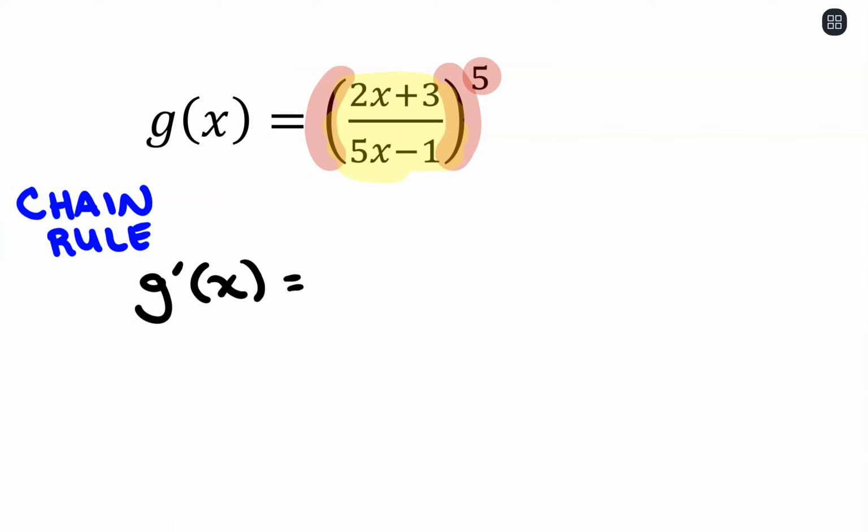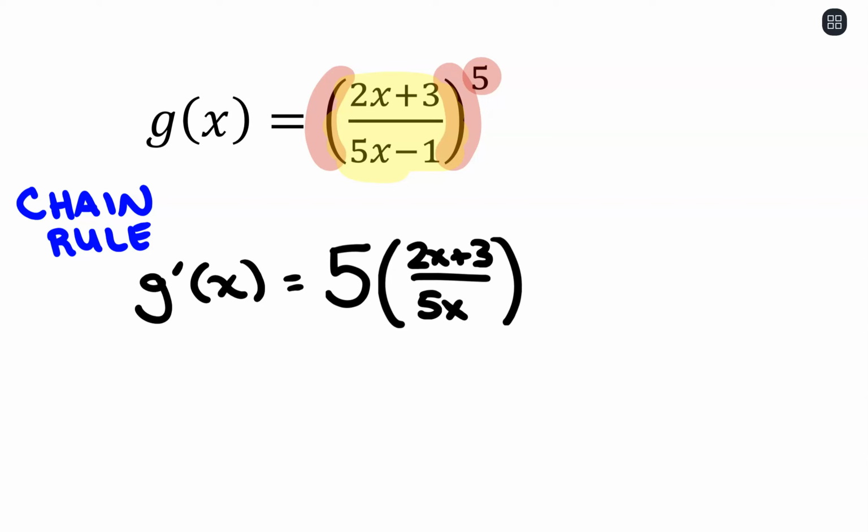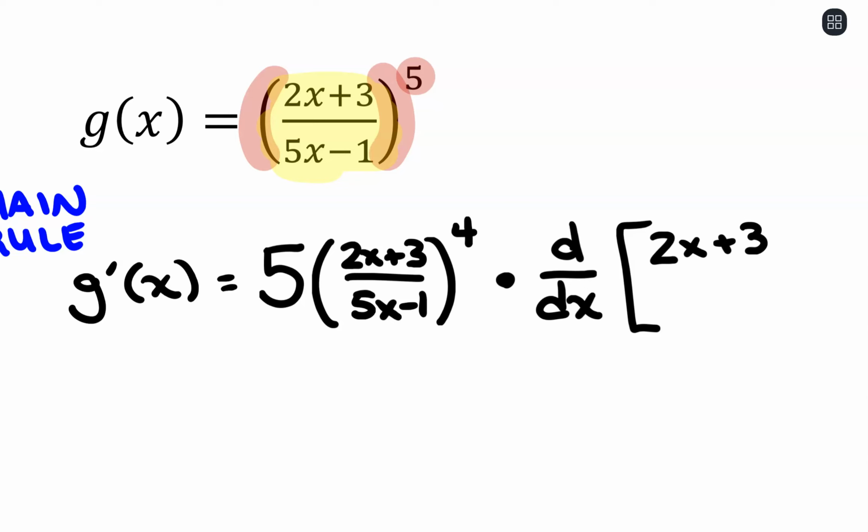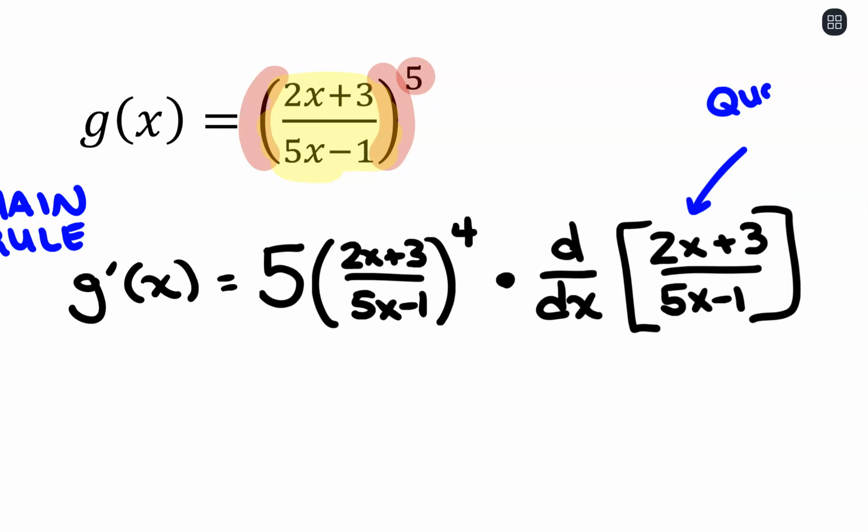So using the chain rule, we're taking exponent of 5 with those same insides, which is 2x plus 3 over 5x minus 1. And then our new exponent is 5 minus 1, which is 4. So there's the derivative of the outside, keeping the inside. Times, and I'm going to write this with derivative notation, we're multiplying by taking the derivative of that inside function, which is 2x plus 3 over 5x minus 1. Which right there needs the quotient rule.